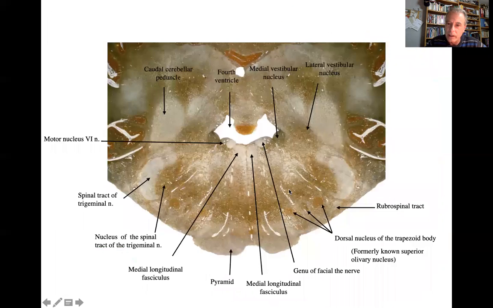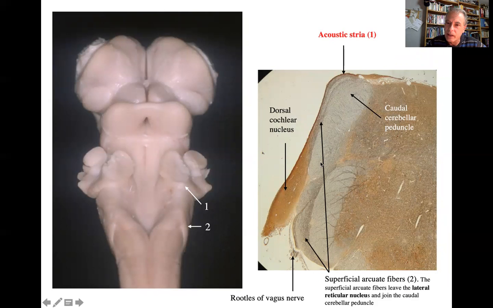And sorry, here you have it. So this is the caudal cerebellar peduncle, and on top you have this. These are the acoustic stria. The acoustic stria here is formed by fibers that are coming from the dorsal cochlear nucleus, and they go on top of the caudal cerebellar peduncle.